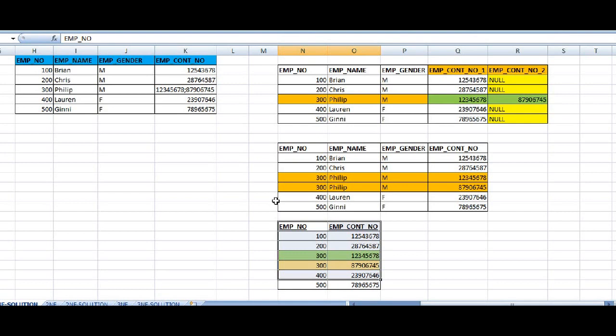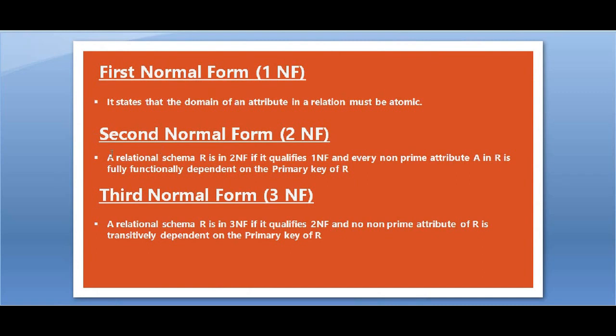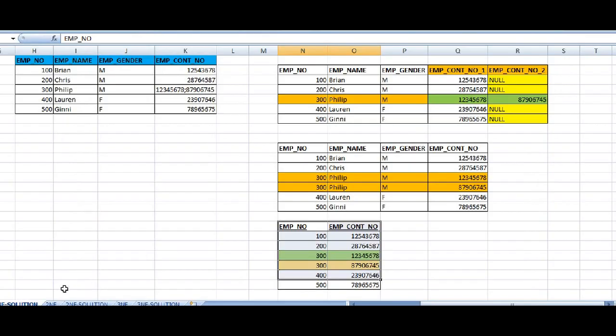Now we'll see what is 2NF. If we see the definition, it says that relational schema R is in 2NF if it qualifies 1NF and every non-prime attribute A in R is fully functionally dependent on the primary key of R. Okay, we'll go and see the actual scenario, then we'll come to this definition again.